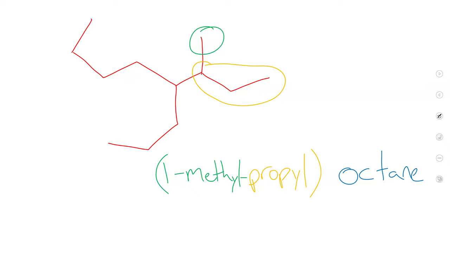See, if we start counting from up here, it'd be 1, 2, 3, 4, 5, or if we count down from down here, 1, 2, 3, 4. So we want to count from the bottom, call this carbon one. So it'd be 4, parentheses, 1-methylpropyl, close parentheses, octane. Are we counting from the bottom because you always want that number to be the smallest? Exactly. So whichever takes the least amount of steps to get there.